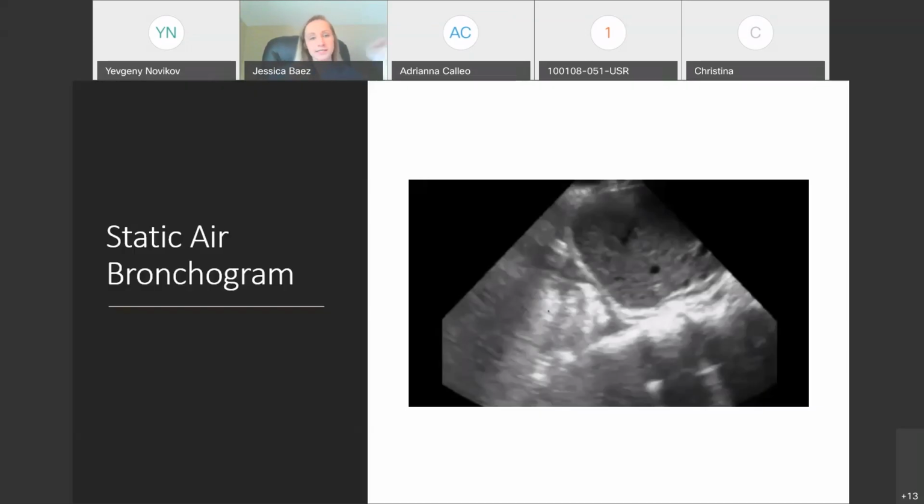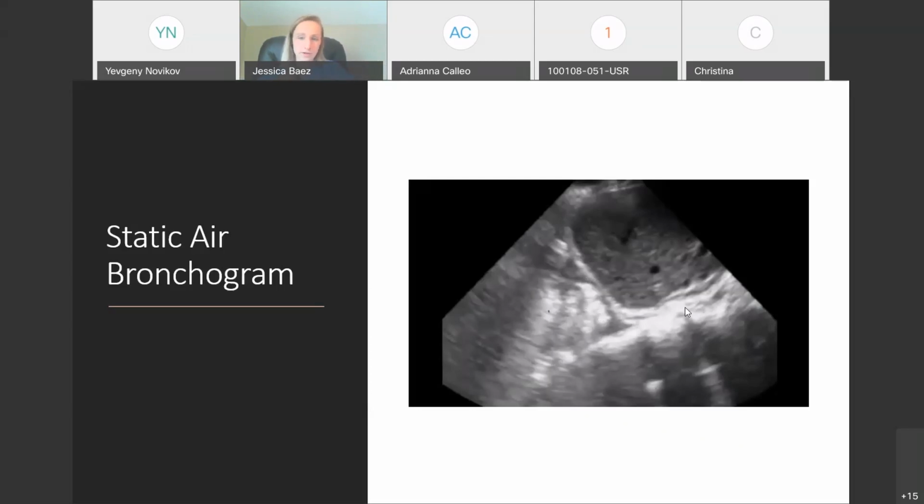The difference between static air bronchograms and dynamic air bronchograms, I think, is a little bit more helpful to see with actual videos of this. So on this image, this is liver here, this is diaphragm right here, and this is consolidated lung tissue. And you can see this hyperechoic white stuff within that lung tissue. The static part means that they are not actually moving in and out with the patient's respirations. You'll see the diaphragm move with respirations, but those actual bronchograms, the white stuff here, are not going to move in and out with the patient's respiration.